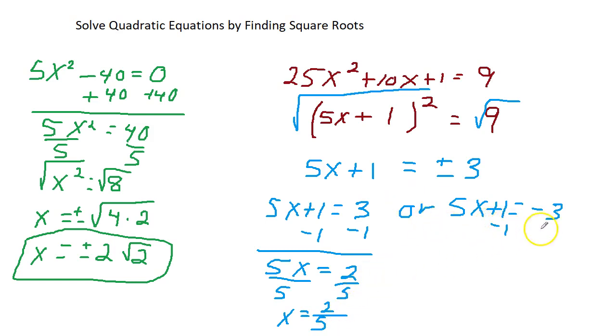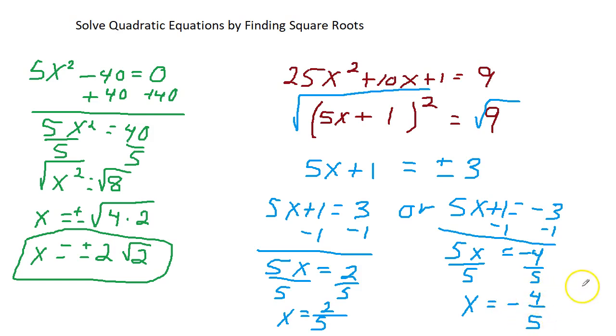Here, subtract 1. Bring down your 5x. Negative 3 minus 1 equals negative 4. Divide by 5. And we have x equals negative 4/5. So here's our other answer. So negative 4/5 and positive 2/5.